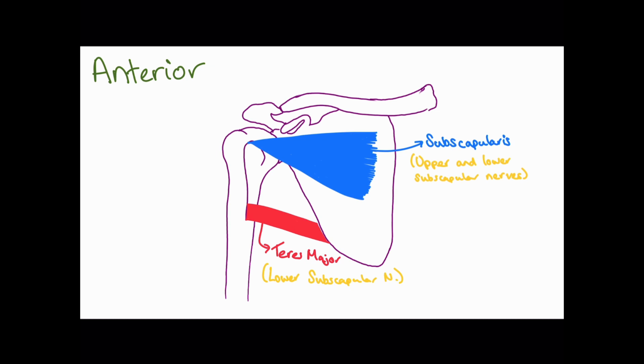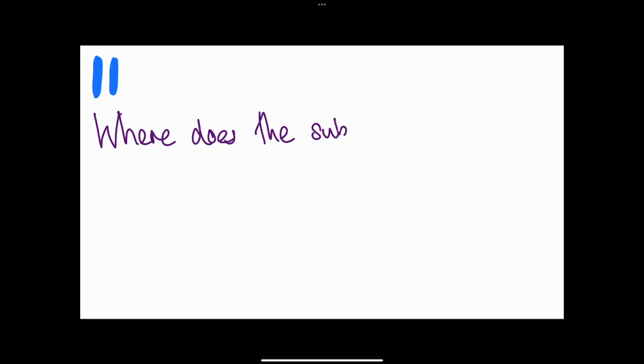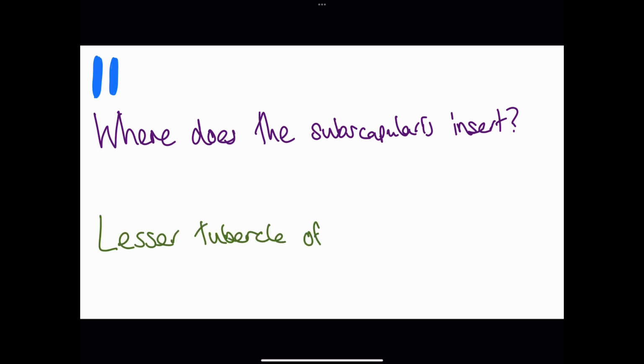Before we move on to the posterior surface, pause this video and have a go at this question. Where does the subscapularis insert? That's right, it was the lesser tubercle of the humerus.